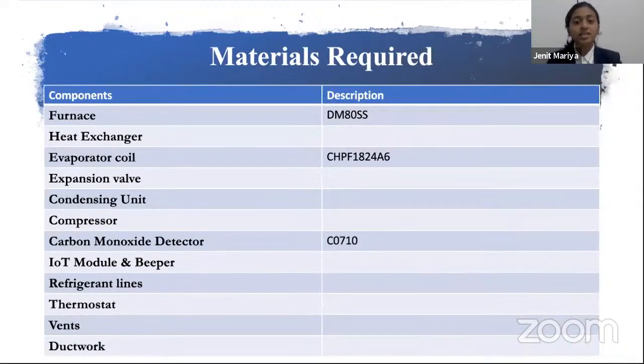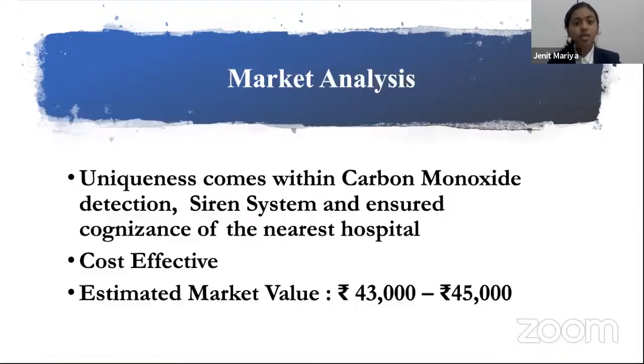These are the materials required for implementing this project. We need a furnace. In the description, I've added the model number, which is DM805SS. Then we need a heat exchanger, evaporator coil, expansion valve, the condenser unit, compressor, carbon monoxide detector, IoT module, and beeper. These three make this project an innovation. Then the refrigerant lines, thermostat, vents, and ductwork.